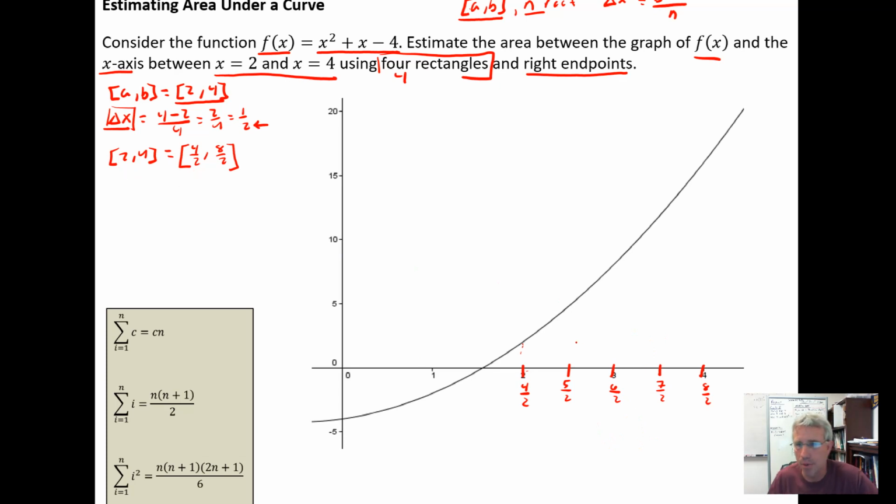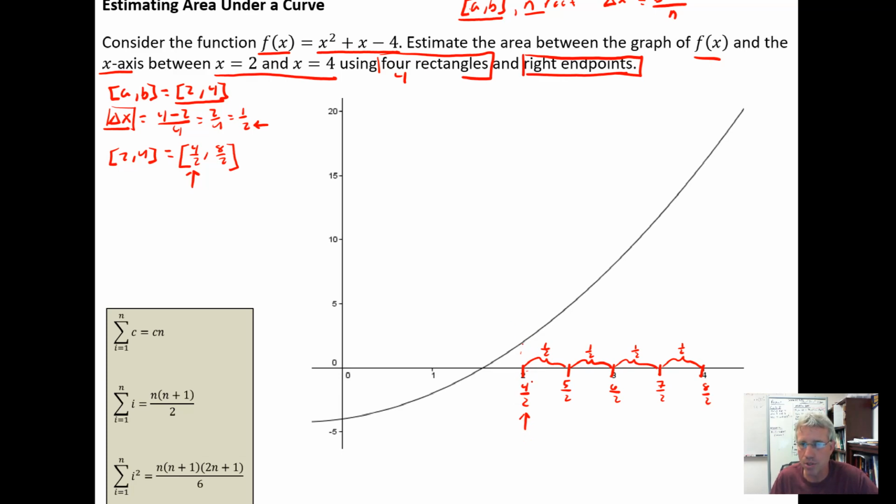So now I've got my tick marks in, and notice those tick marks are breaking me into 4 distinct regions, which are going to correspond to the 4 rectangles I'm going to build. And each of those 4 regions has width 1/2. Those are the bases of the rectangles I'm going to build. And then it says use right endpoints. So to use right endpoints, what I do is I go to the interval, I go to the start of the interval. If I were using left endpoints, I would start on the curve right above the left endpoint.